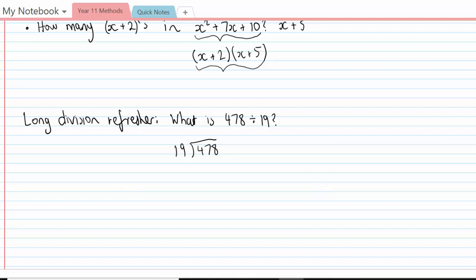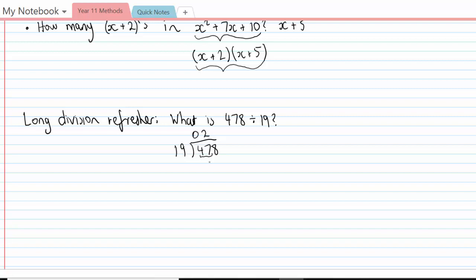We ask ourselves, how many 19's are there in 4? And, well, the answer is clearly 0. It doesn't go into it. So that 0 occupies the hundreds column. The next thing that we do is we ask how many 19's go into 47. And the answer to that is 2. Now that 2 is occupying the tens column.